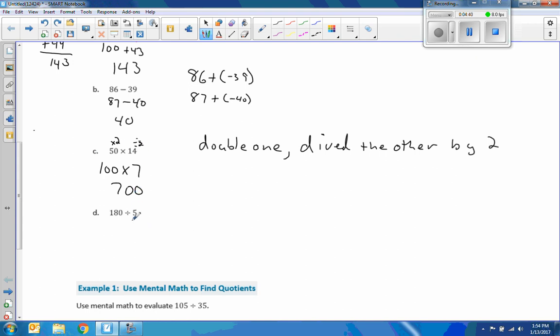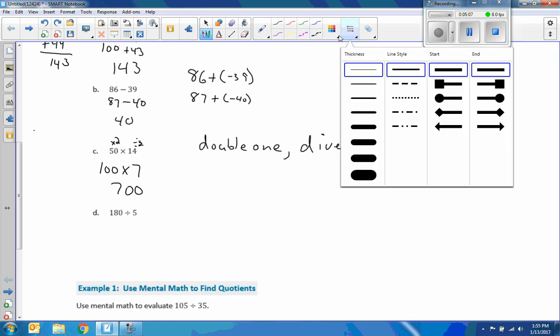Okay, but it's a little bit different with division, because if I think of 180 divided by 5 this way, then if I do something to 1, say multiply that by 4, then I'd have to multiply this by 4, because anything divided by itself is the same as multiplying by 1, and it's still the same thing. Okay? So with division, we're going to divide both by the same value.